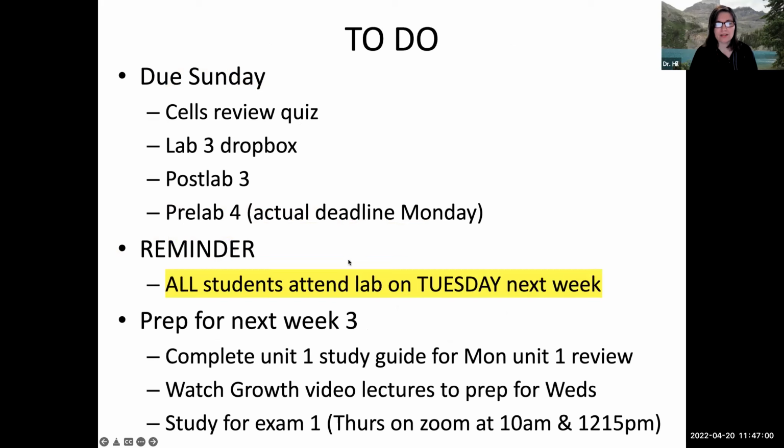So one of the things I want to mention is what's due Sunday. Cells review quiz is obviously due Sunday. Your lab 3 is due. Pre-lab 4 is actually due Monday, but you want to get it done if you can. A reminder that you want to attend lab on Tuesday. And to prepare for next week, because we may actually start growth early. We might only need half of the class on Monday, like the first hour, to do our Unit 1 review. And so then we'll get a jump on growth.